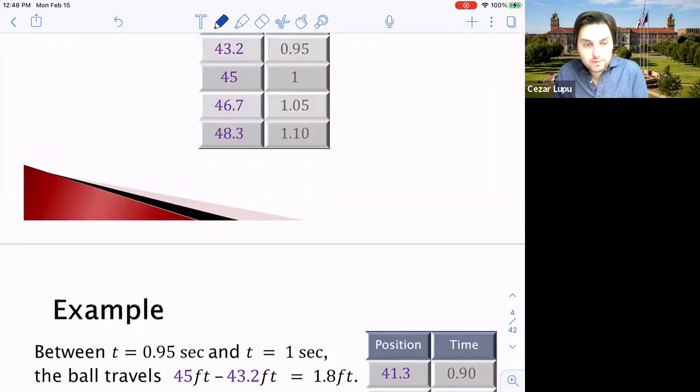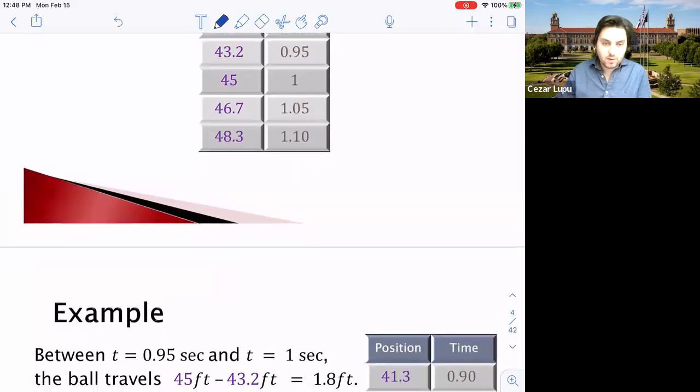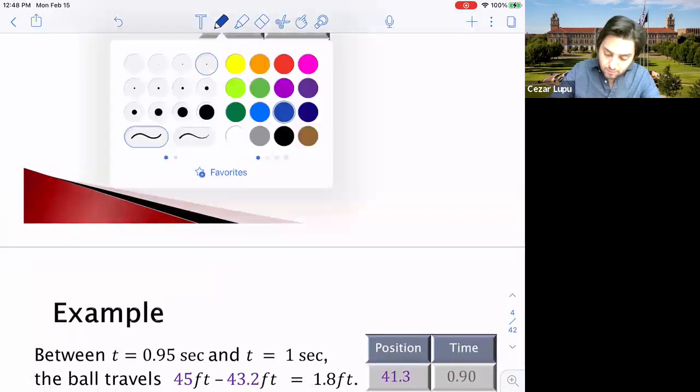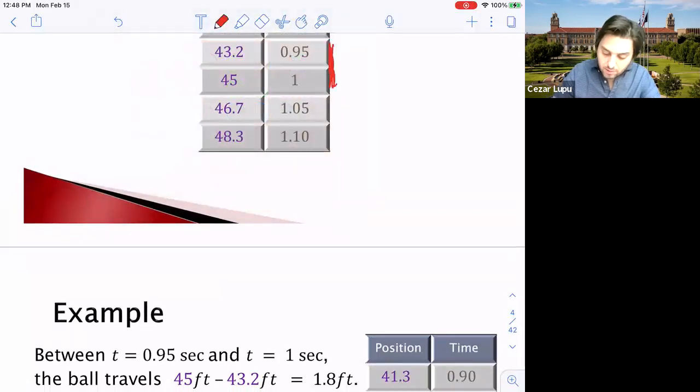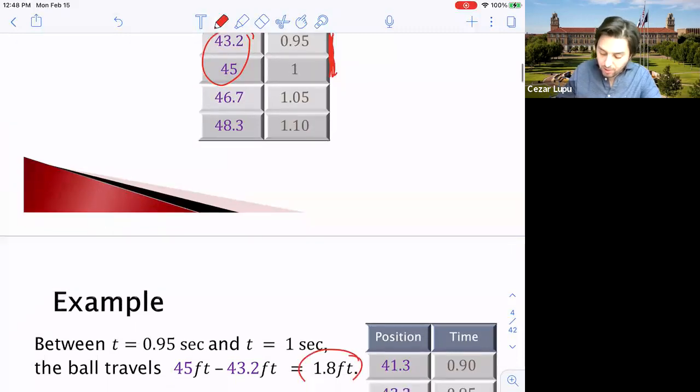So between the time t 0.95 and t 1 second, as you can see here, between these two, 0.95 and 1 second, the ball travels, let's see, how much does it travel? It travels this much here. It travels 45 feet minus 43.2 feet, which gives us this guy here, 1.8 feet.